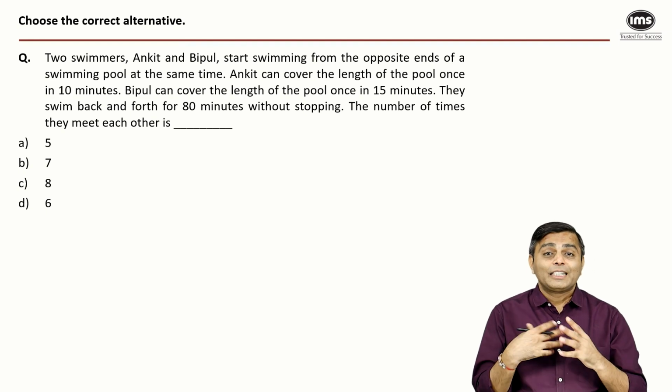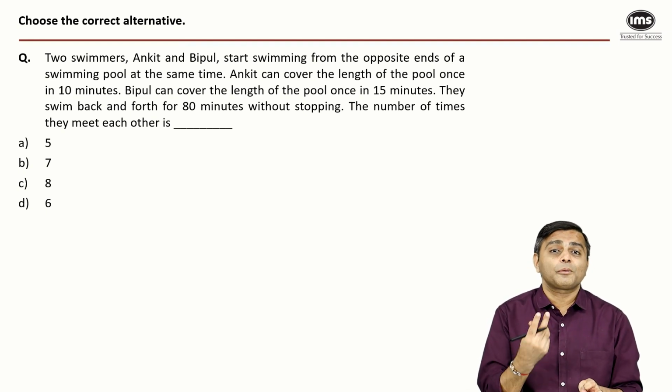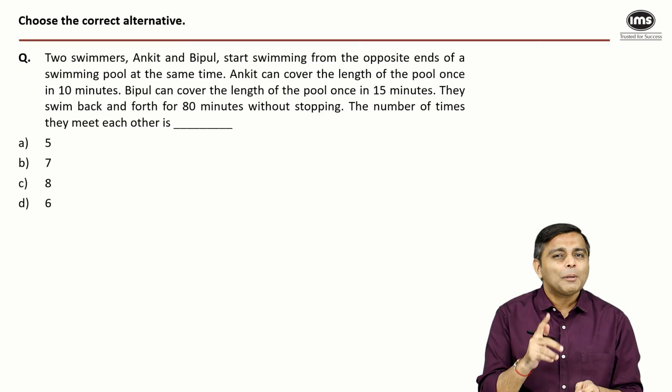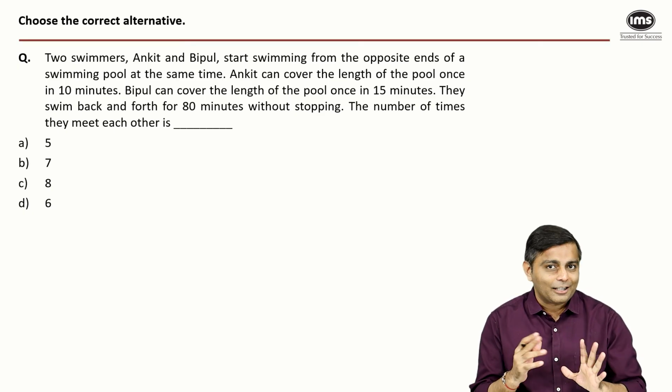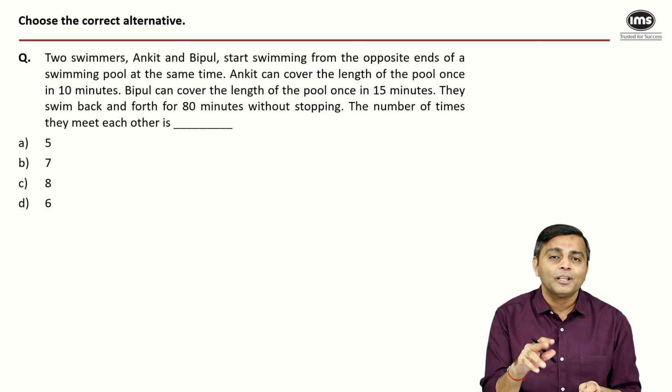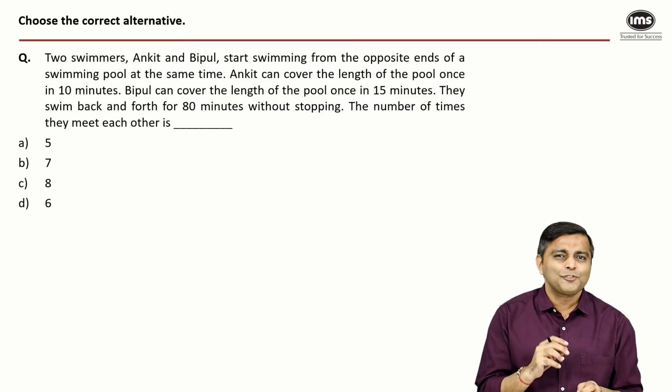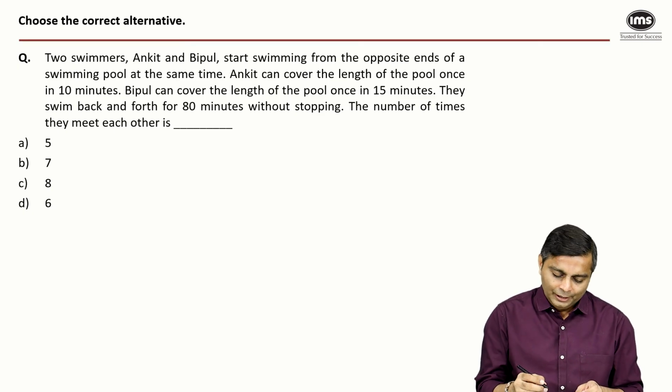So time, speed, distance question, but it's a question of a swimming pool. Swimming pool, there is only one thing different than maybe a circular track or something. Circular races are something common. Students have solved the question. Swimming pool is slightly a rarer category. But anyway, we'll see this.